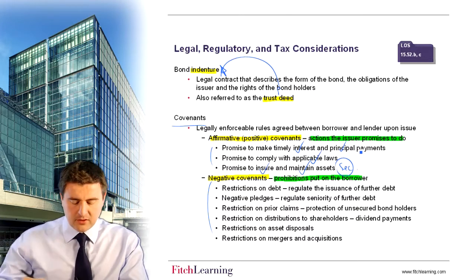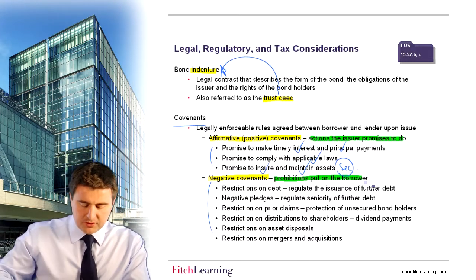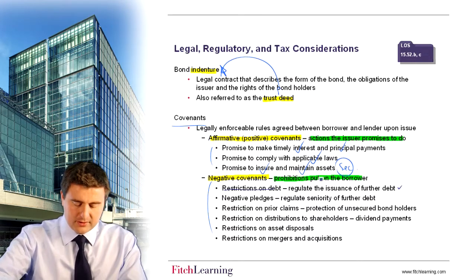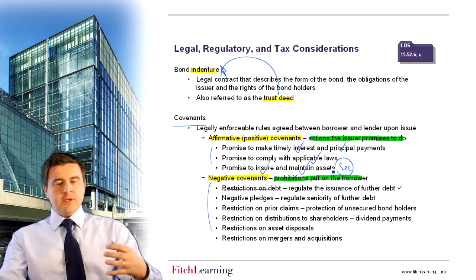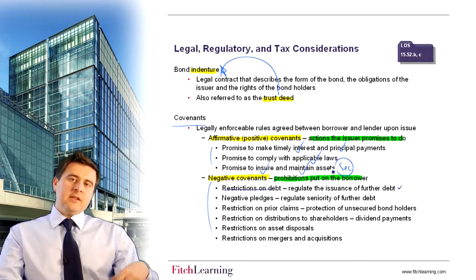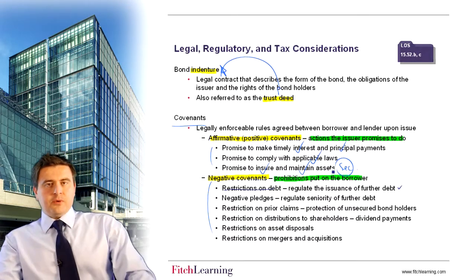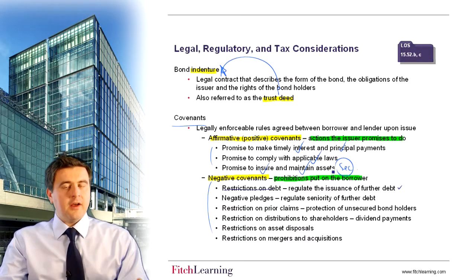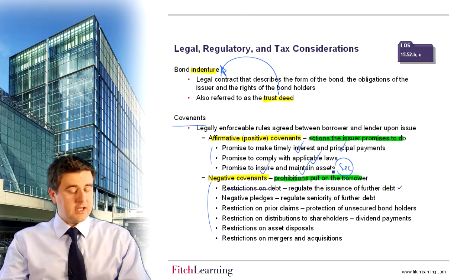Now, the negative covenants place restrictions on the borrower. So, for example, restrictions on debt. If the bond has been issued, the bond might state in the indenture the restrictions put upon the company to issue other chunks of debt to the market after the bond that's been issued just now.